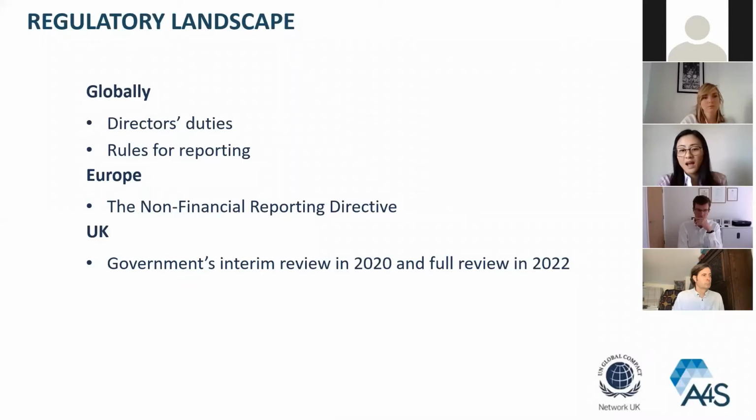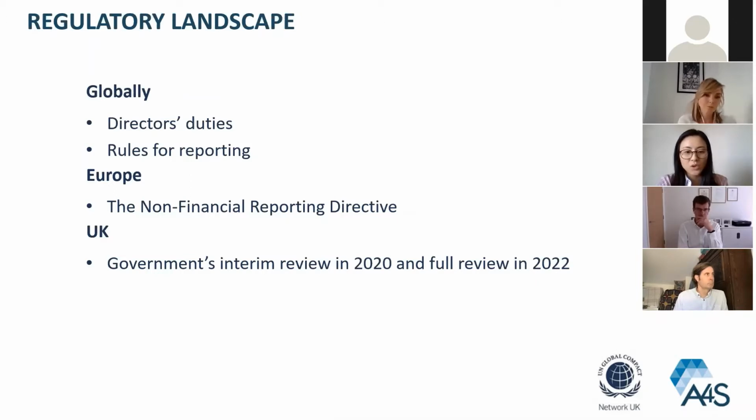But the progress in both quantitative and qualitative disclosure is uneven across different sectors. And increasingly, investors are looking at whether companies really understand climate risk and how that impacts the strategy, how resilient the strategy is, and also how climate risk impacts credit ratings.